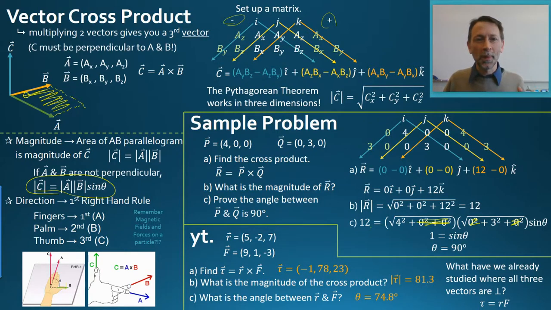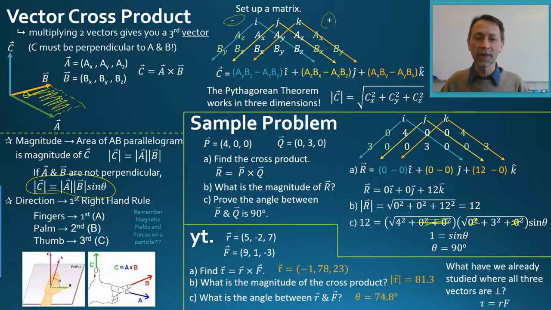So in summary, remember that when you multiply 2 vectors together and you get another vector, that is a vector cross product. And that third vector, the C vector, is perpendicular to the first 2 vectors. The magnitude of that is really the area of that parallelogram. We would calculate that by setting up our matrix and doing the crosses from the matrix, and then the Pythagorean theorem of our I, J, and K values.